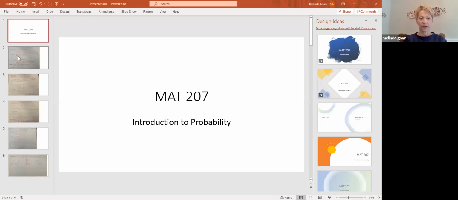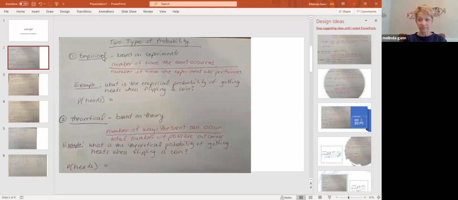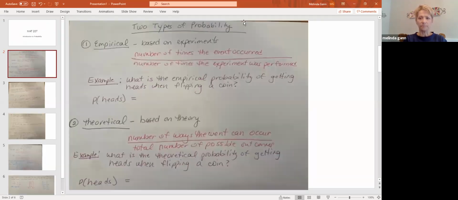There are two kinds of probability, and you're going to have to be able to do both of them. One kind is called empirical probability, and the other is called theoretical probability. That's not what the book calls them, but it is what mathematicians call them, and it's easier than what your book calls them. I need you to remember that empirical probability is based on experiments.